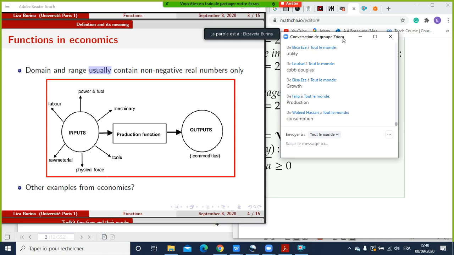Consumption function we might have. In macro, we have GDP as a function. We can have savings as a function of interest rate. We can have investment as a function. We can have a function expression for inflation. We can have the function as a dependency between, the Phillips curve, the one of inflation versus unemployment. So tons of them, and everything will pass through the functions.